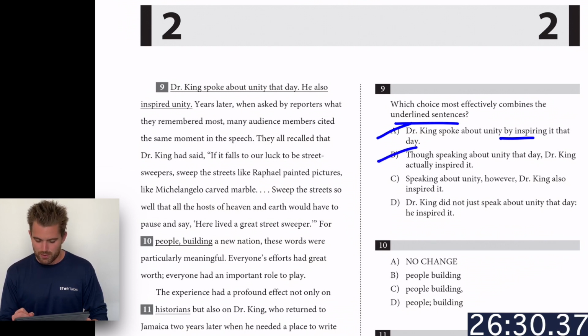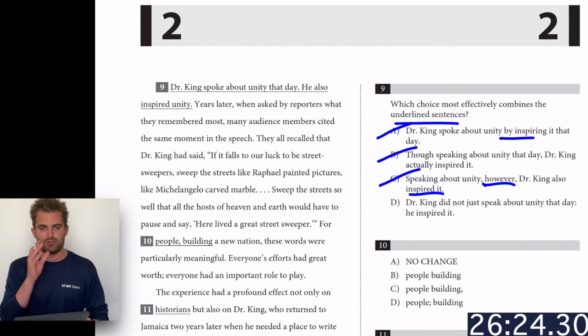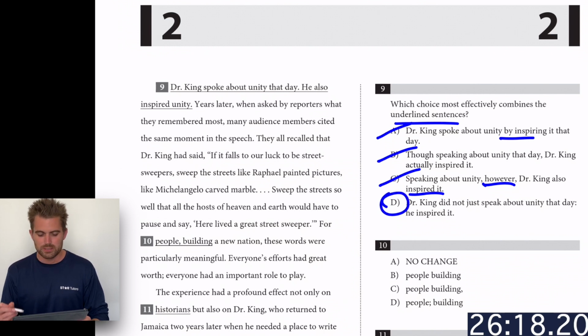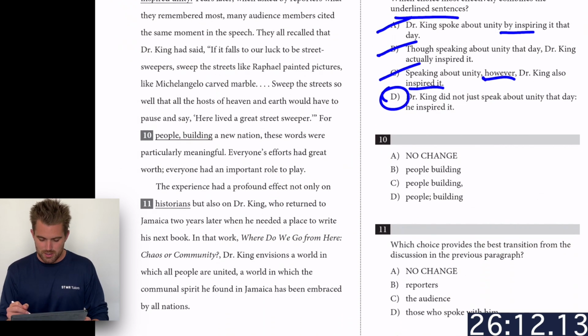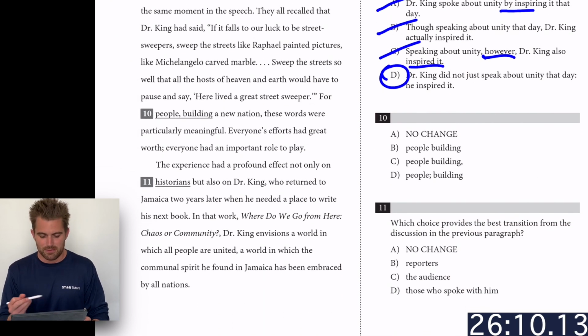Speaking about unity, however, Dr. King also inspired it. You can't use the word however if you're inspiring something, right? Those are two of the same things. Dr. King did not just speak about unity that day, he inspired it, right? There we go. There's our colon, so that combines the sentence using a very, very distinct piece of punctuation, a colon. That's definitely got to be right. It also sounds the best. If you just read D, it's also the most logical, I think, just from how it sounds.